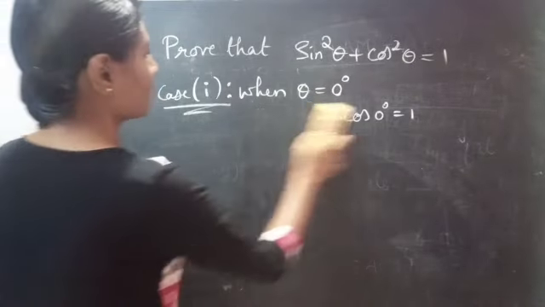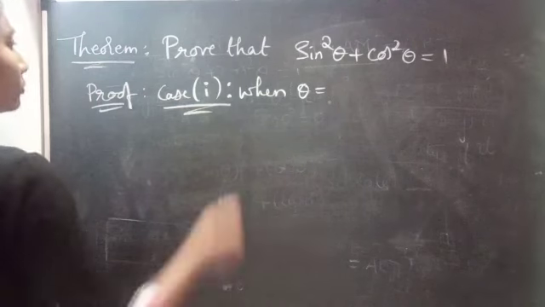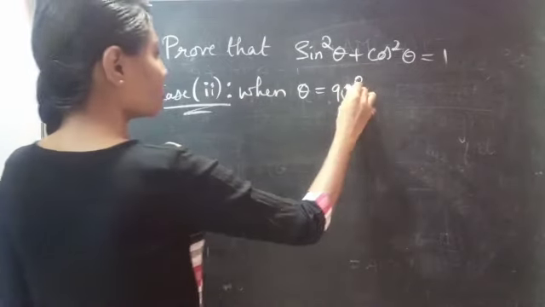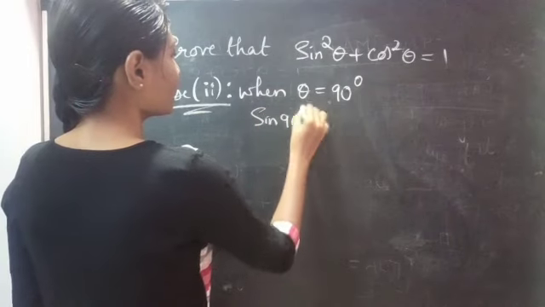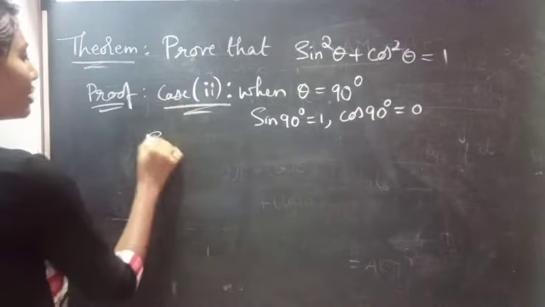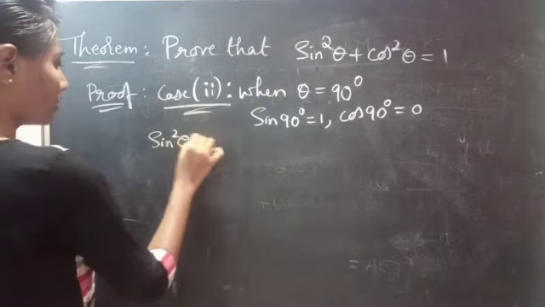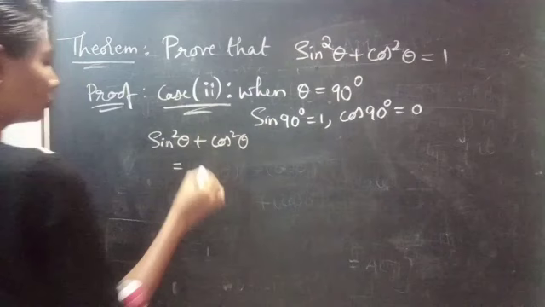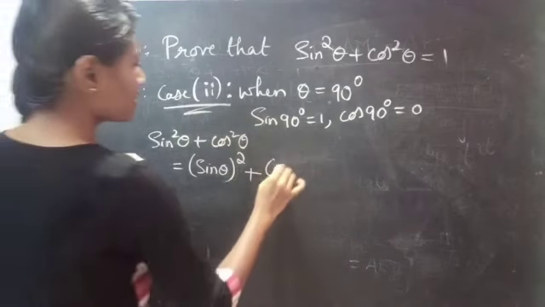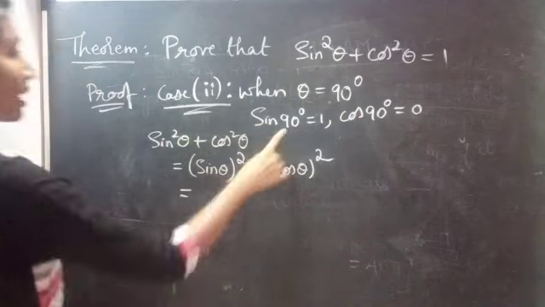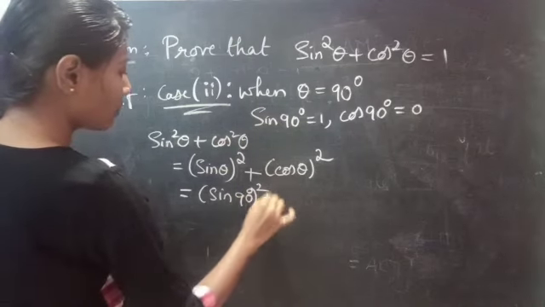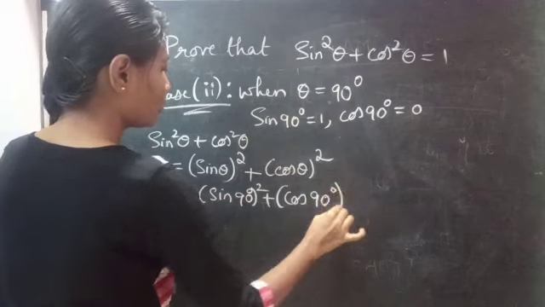Right? So next we'll see theta equals 90 degrees. Case 2: when theta equals 90 degrees, we have sin 90 degrees equal to 1 and cos 90 degrees equal to 0. Again, consider the LHS part: sin square theta plus cos square theta, you can write it as sin theta the whole square plus cos theta the whole square. Now replace theta with 90 degrees, so you'll get sin 90 degrees whole square plus cos 90 degrees the whole square.